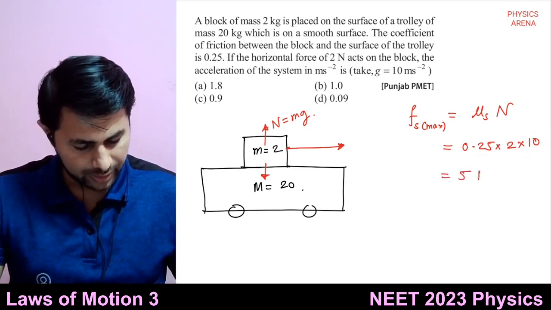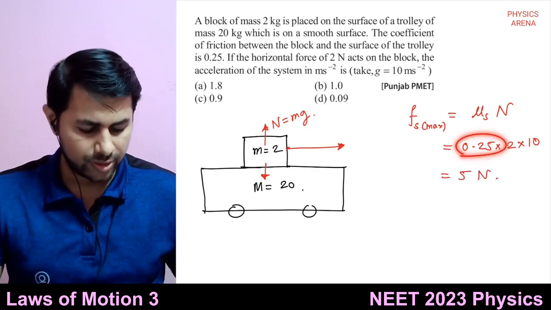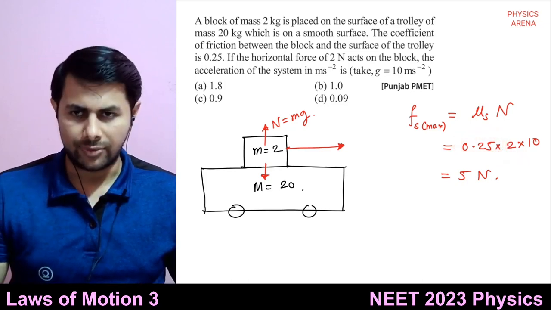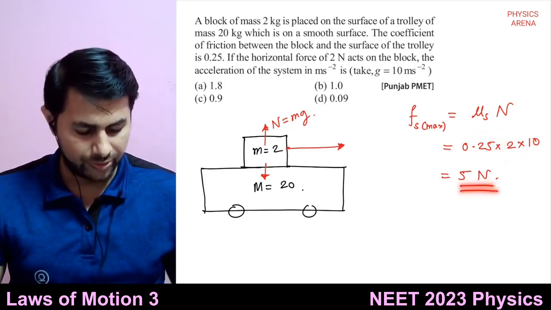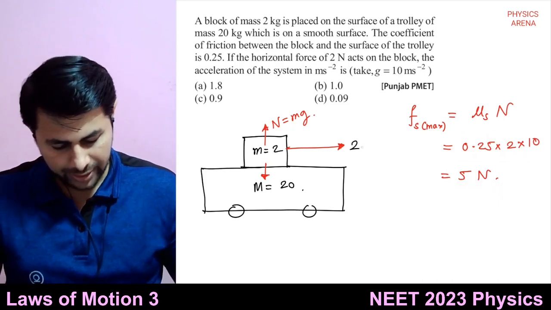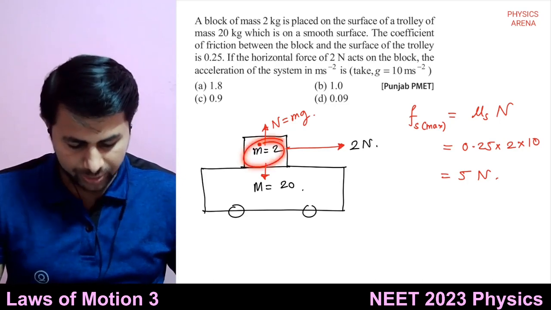Right? Or 0.25 times 2 is 0.5, 0.5 times 10 is 5. So it is 5 Newton. And the external force is how much? The external force is 2 Newton only. So it is not enough to slide this block.